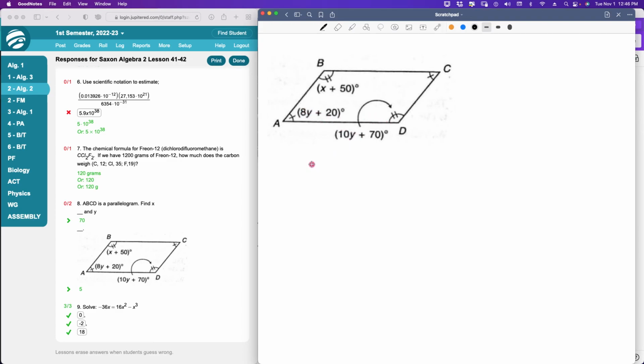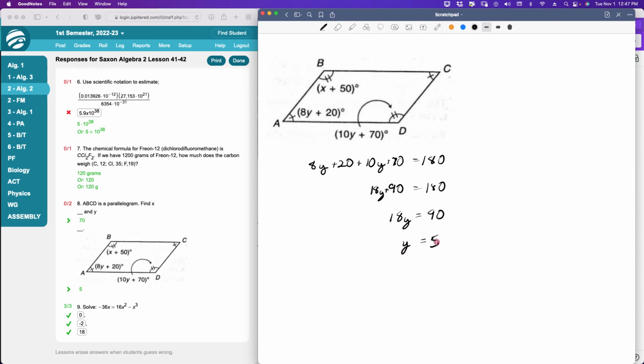So 8y plus 20 plus 10y plus 70 has to equal 180 because there are 2 consecutive angles in the same parallelogram. So when I combine 20 and 70, I get 90. When I combine 8 and 10, I get 18y plus 90 equals 180. I subtract 90 from both sides. I get 18y is equal to 90. Divide by 18, y is going to be equal to 5.